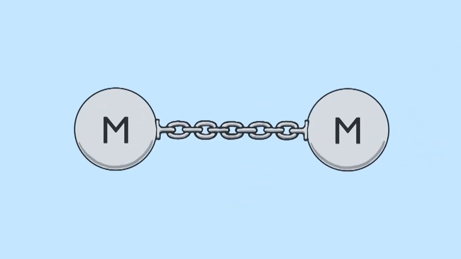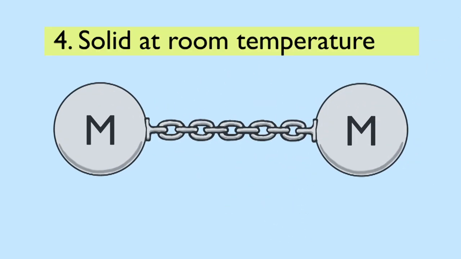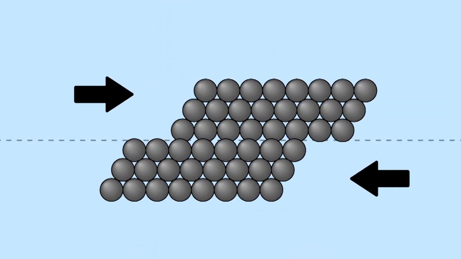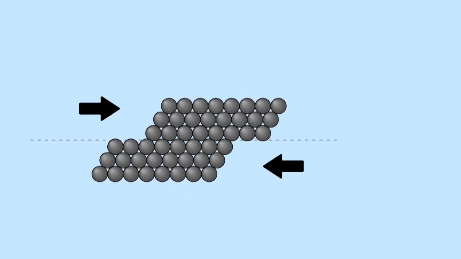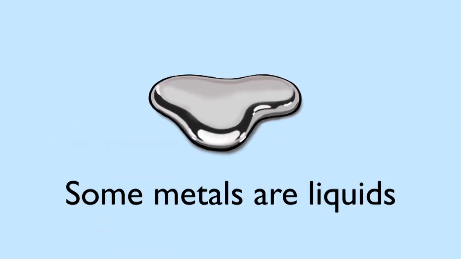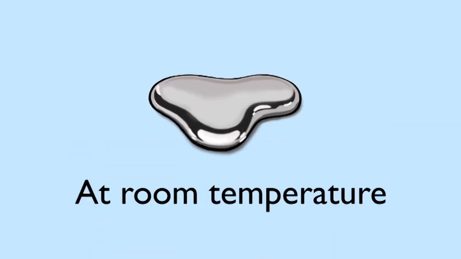The bonds between metal atoms are strong, so it's difficult to separate the atoms, making them hard to vaporize. However, the bonds are not fixed, as in other giant structures, so most metals melt fairly easily, with the atoms sliding past each other, but still in contact. In fact, some metals, like mercury, are liquids at room temperature.